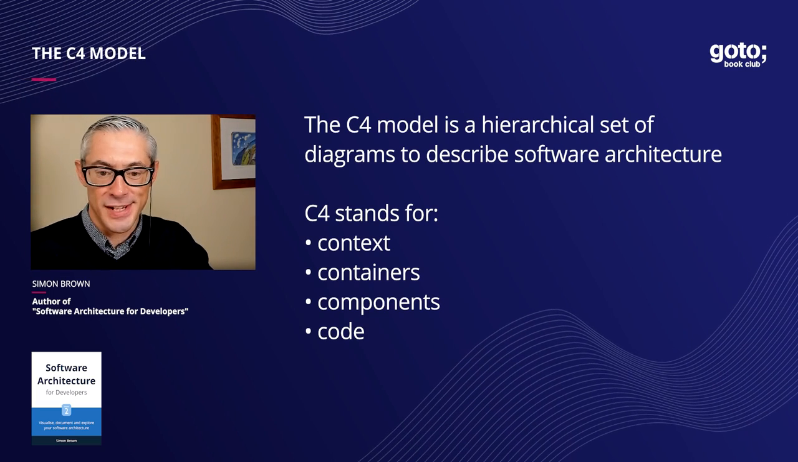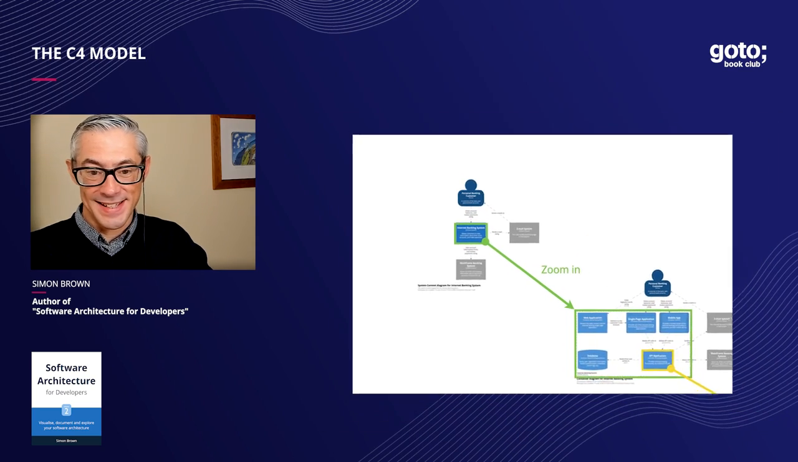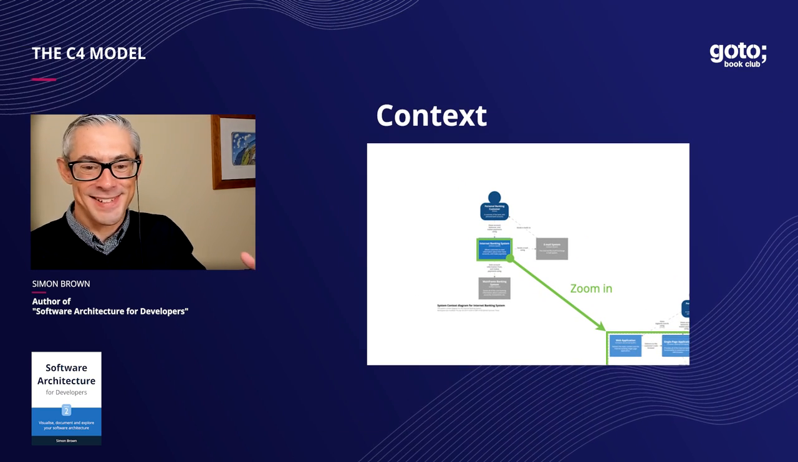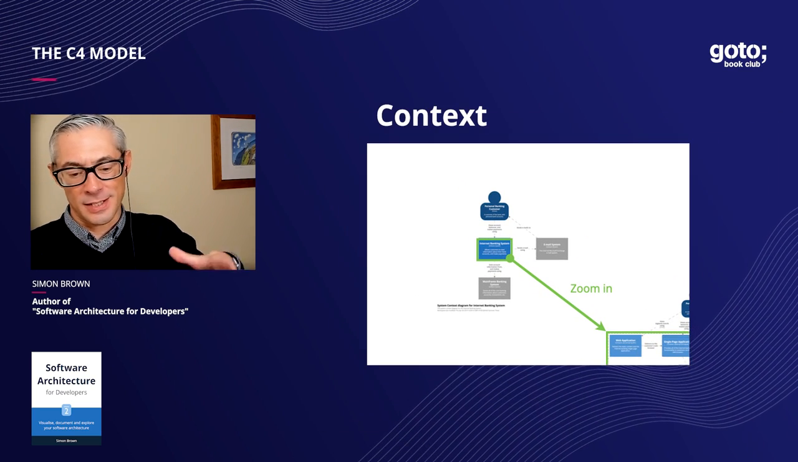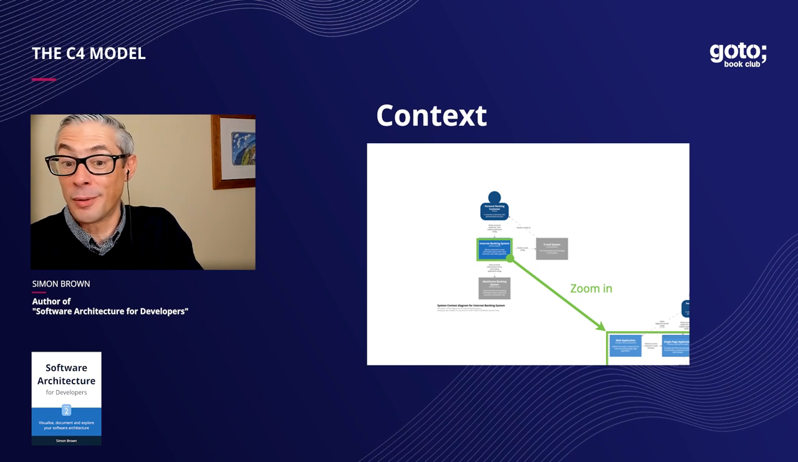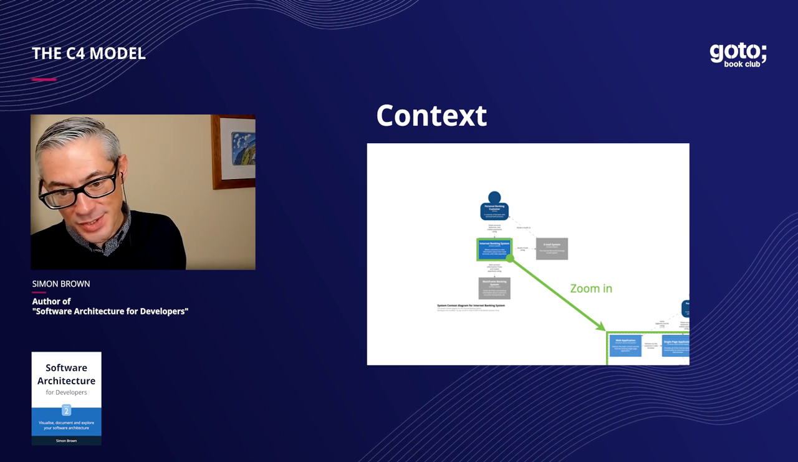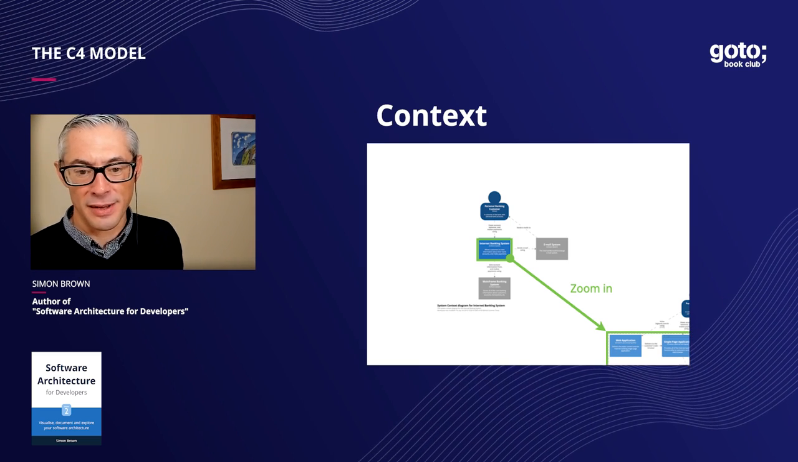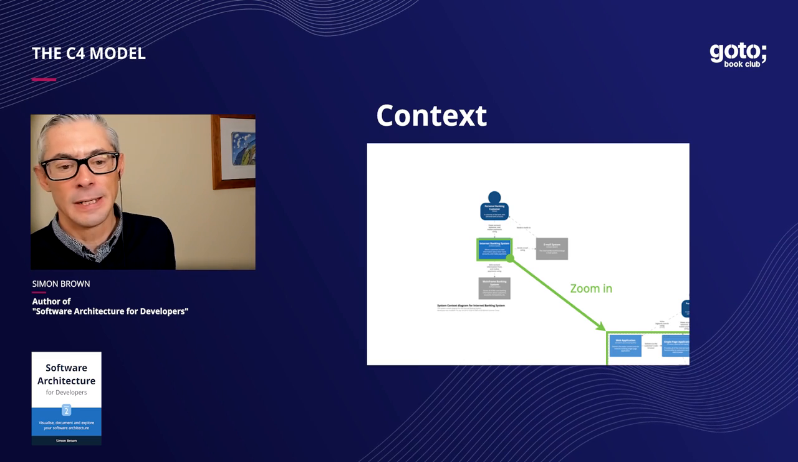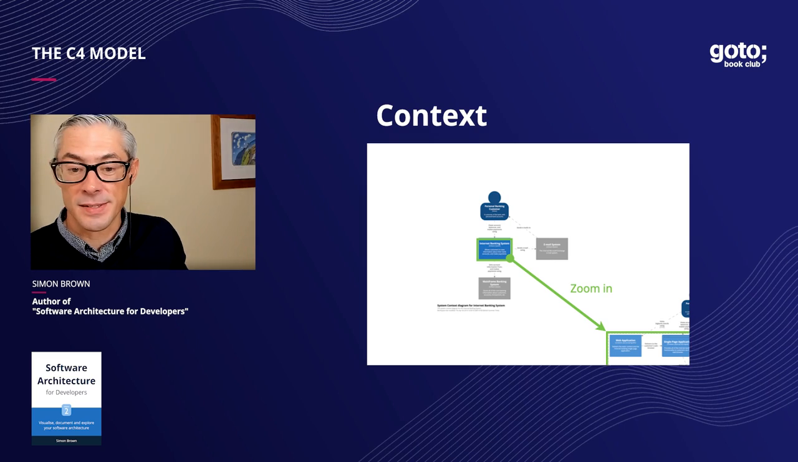C4 stands for context, containers, components, and code. So the context is a system context diagram, and that's basically what I described already. So it's a very high level diagram. It's a single box in the middle representing the system you are building. So maybe like an internet banking system. It's got the different types of users and actors and roles and personas around it with arrows, you know, using the system. And then a set of other boxes representing your system dependencies.